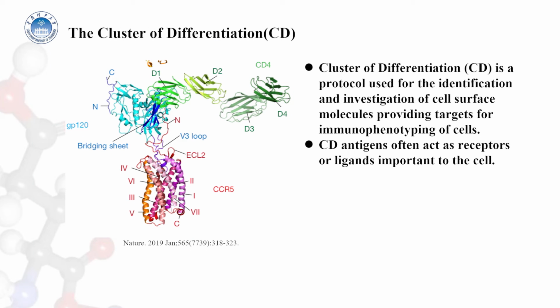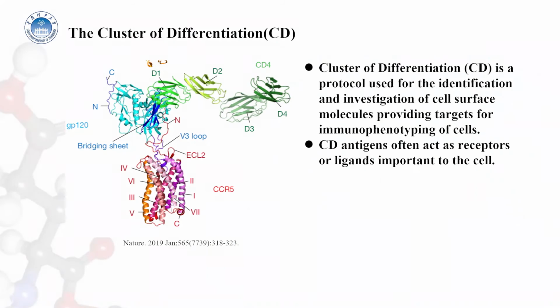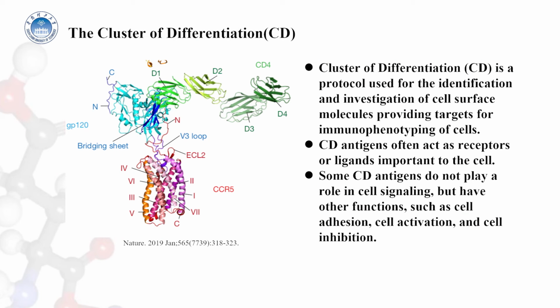In terms of histology, CD antigens can act in numerous ways, often acting as a receptor or ligand, which is important to the immune cells. A signal cascade is usually initiated, altering the behavior of the cells. Some CD antigens do not play a role in cell signaling, but they do have other functions, such as cell adhesion, cell activation, and cell inhibition.